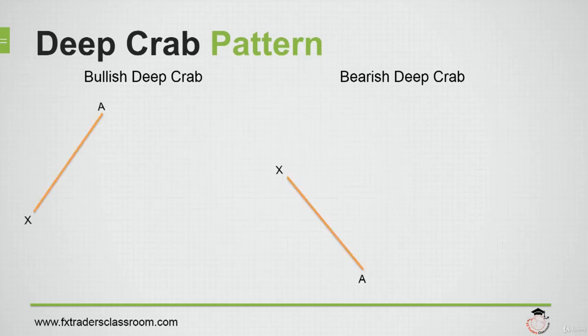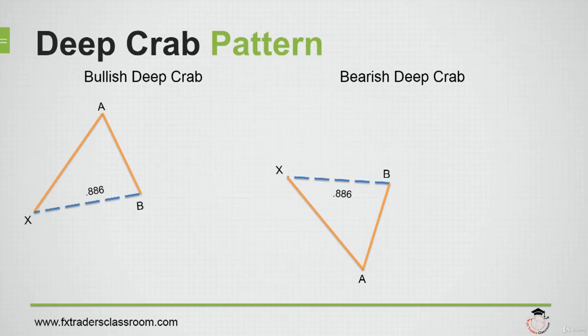The X to A move is no longer the defining move in this one because we are in an extension pattern. In a retracement pattern, the entire pattern would be encompassed within the X to A move. But on this one, we're going to extend outside the X point. The B point is what really separates the deep crab from the crab pattern.